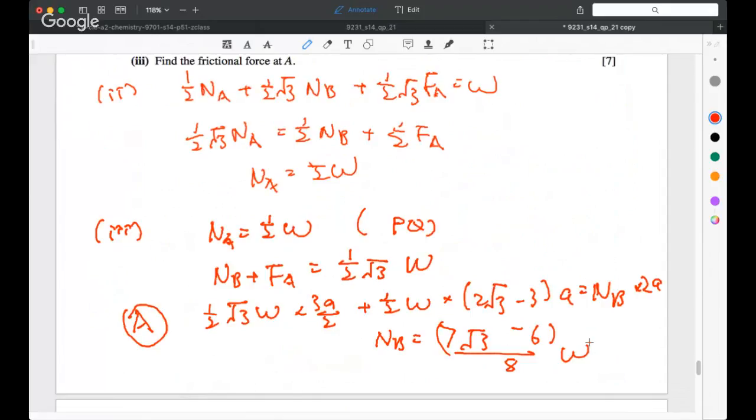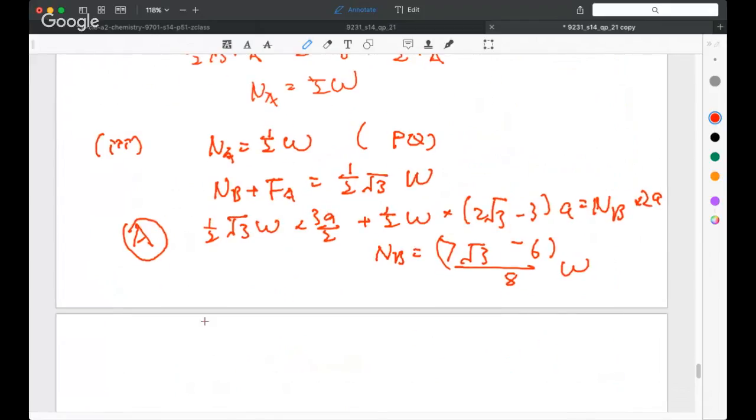And if we have MB, remember the resolution equation from the last part where we resolve forces horizontally and vertically. So we can then find FA from MB. So FA is equal to root 3 NA minus MB, and that will be 3 minus root 3 over 8 W.